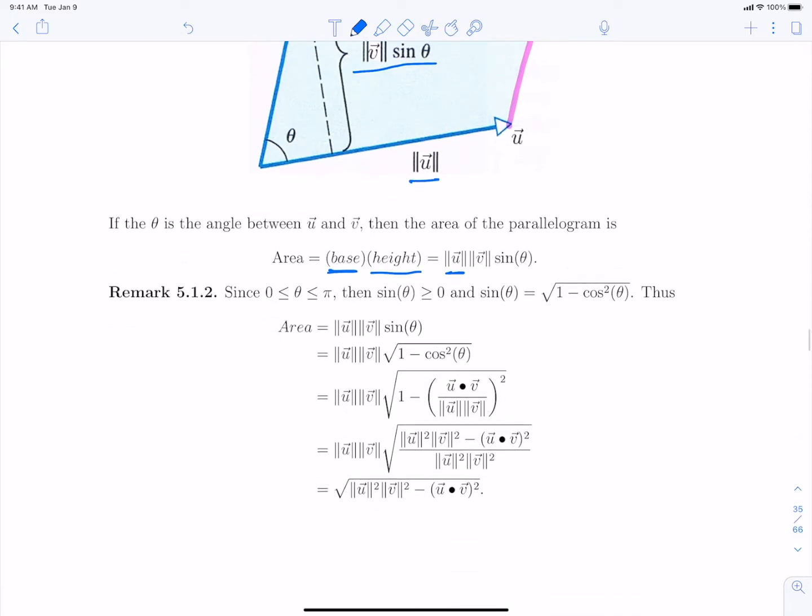So if we have this as our area, we can actually rearrange it. And following this proof as much as you'd like, we can find that the area of our parallelogram could actually be determined by taking the product of the magnitudes squared and subtracting the dot product squared. Now this formula for the area is best for vectors in 2 dimensions.